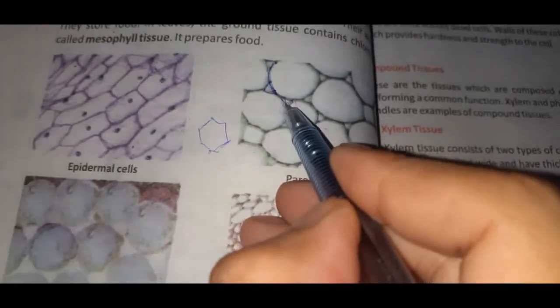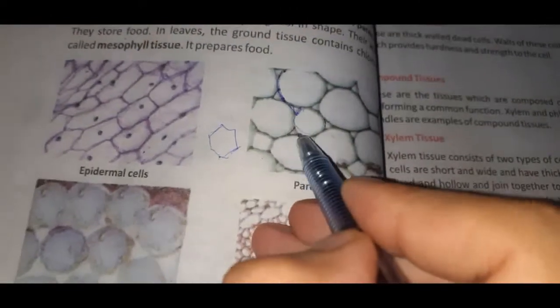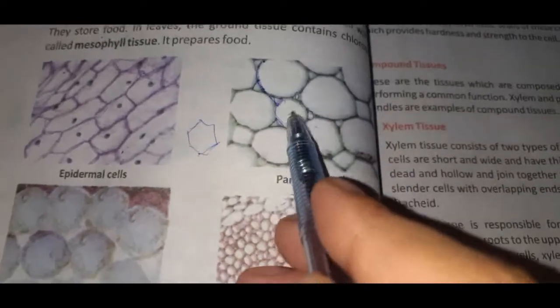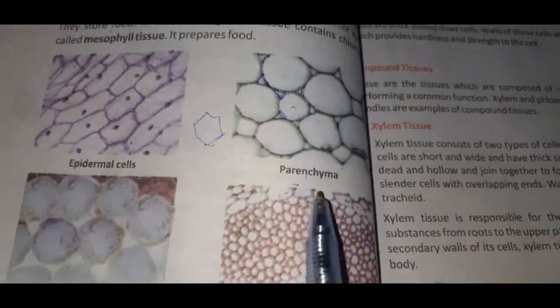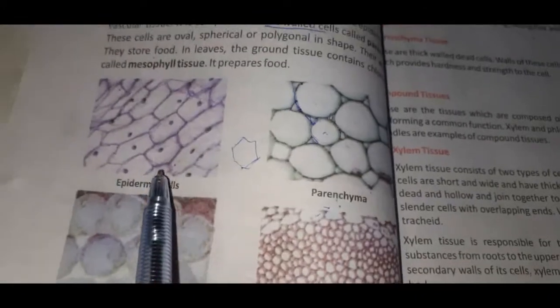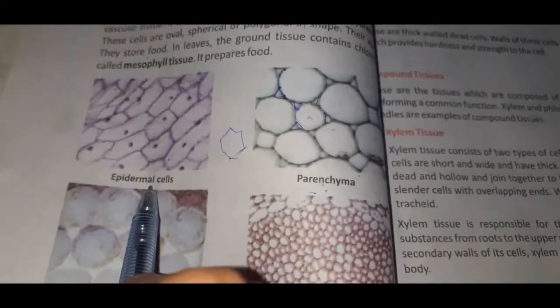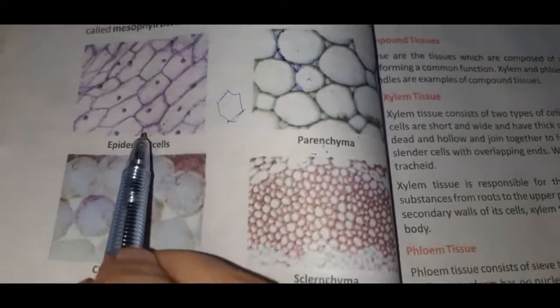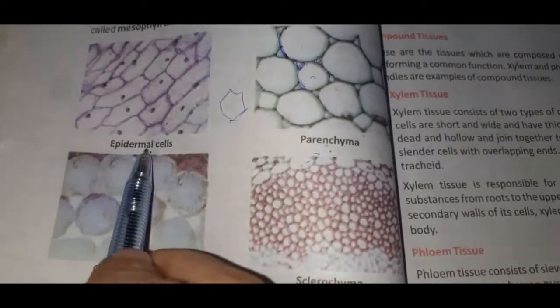Over here if you look, you will find a space. Here there is a space, there are spaces, right? So there are intercellular spaces in parenchyma tissues, whereas there are no intercellular spaces in epidermal tissues. But what's the function of epidermal tissues?